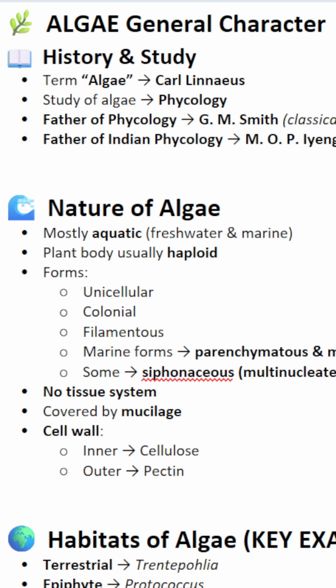Okay, let's start with the general characters of algae as a last minute revision for NEET classes. The term algae was given by Carl Linnaeus, and the study of algae is called phycology. The father of phycology is William Henry Harvey, or Fritsch is called the modern father of phycology, and the father of Indian phycology is M.O.P. Iyengar. So these are the history of general characters of algae.